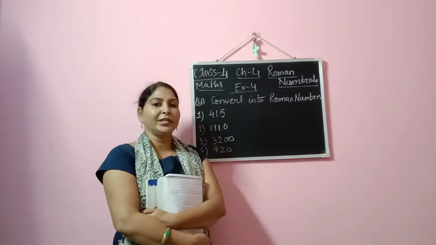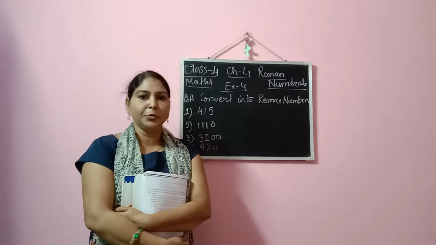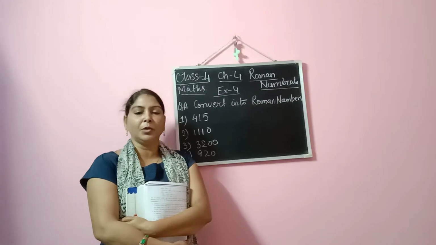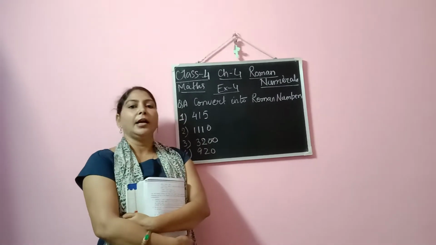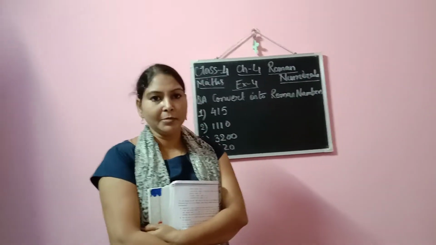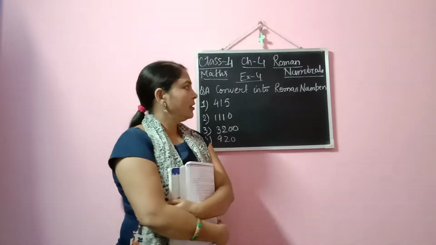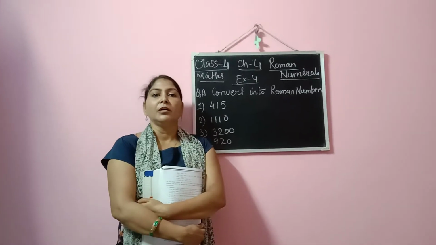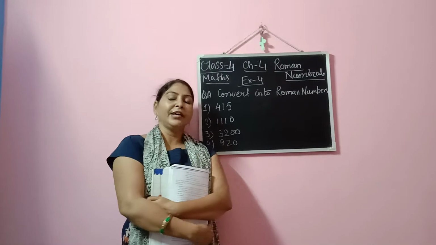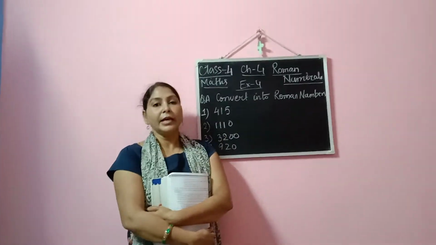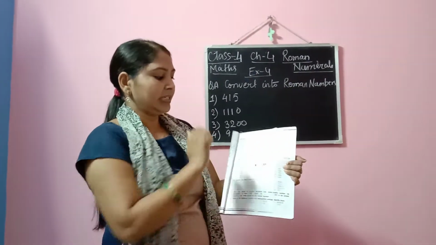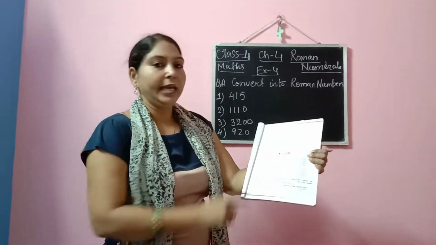As you know, we have already started with chapter number 4, Roman numerals. In the previous video, I explained what Roman numbers are and the different symbols used in Roman numbers for writing the numbers. Then we also discussed certain rules while writing Roman numbers, right? So today we are going to discuss the exercise. On page number 27, we will discuss exercise number 4, A and B.